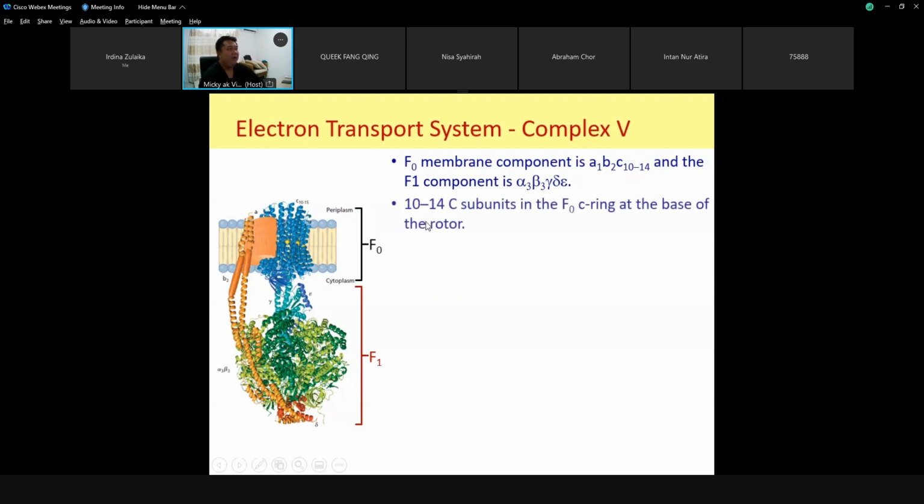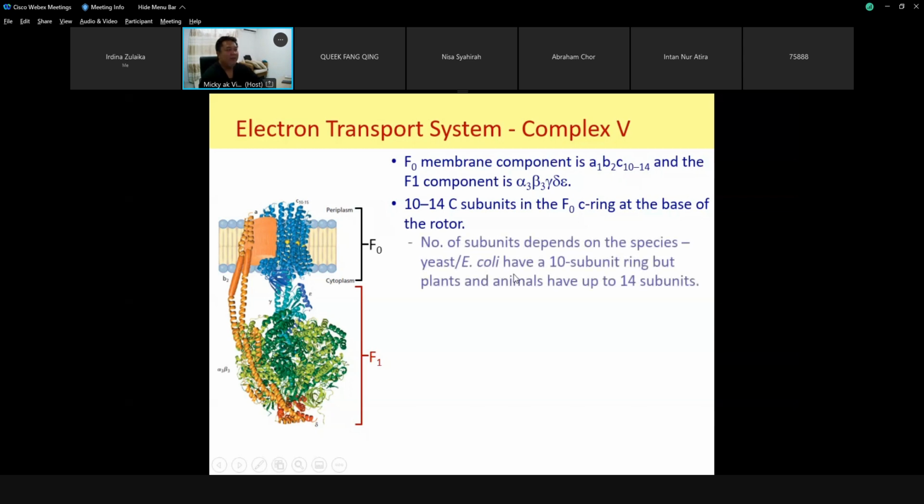Okay, now the 10 to 14 C subunits, this one, is the base of the rotor, and it depends on the species. If yeast and E. coli, they have 10 here, so count 1, 2, 3, 4, 5, up to 10. In plants and animals, we have up to 14. So we have 1, 2, 3, 4, 5, 6, 7, up to 14.